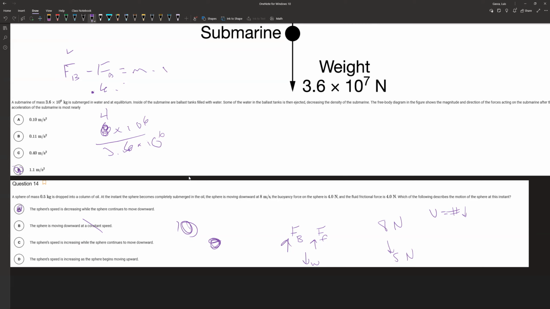You see here, the sphere's speed is increasing while the sphere continues to move downwards. Not quite. The sphere's speed is increasing as the sphere begins to move upwards. Not quite.